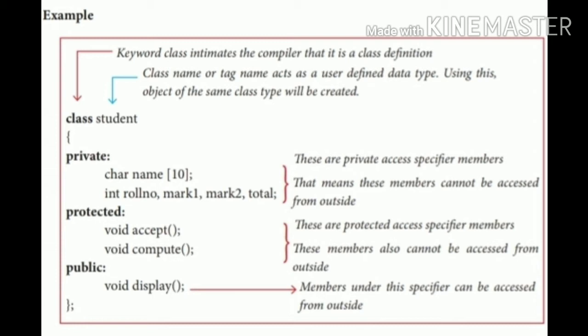Here the accept and compute functions are not accessed outside the class, but the display function is accessed outside of the class definition. This is the difference between protected and public access specifiers.